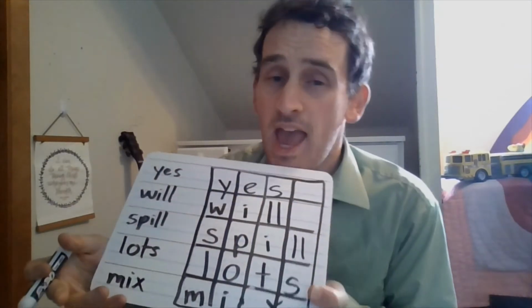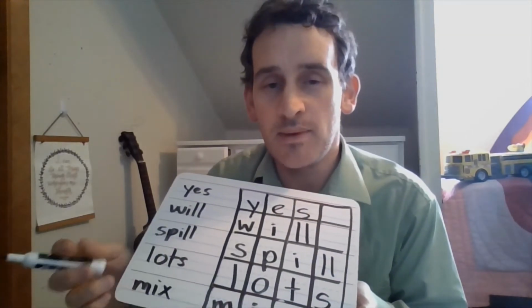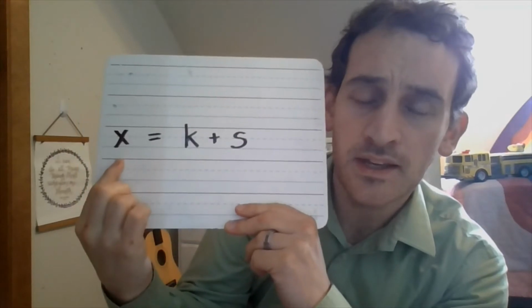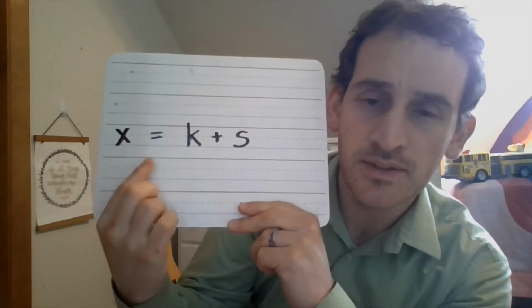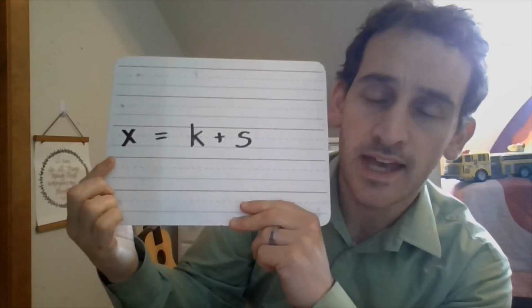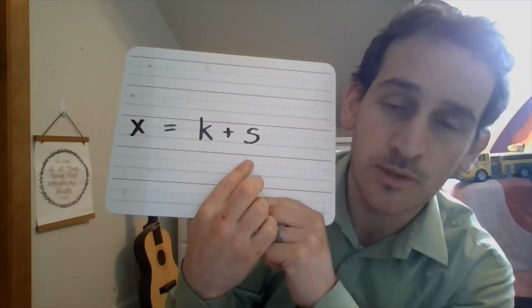because X makes 2 sounds. It makes the sound k and it makes the sound s. See here you can see X makes the sound k and s. You could say X is the same as k and s when you put them together.